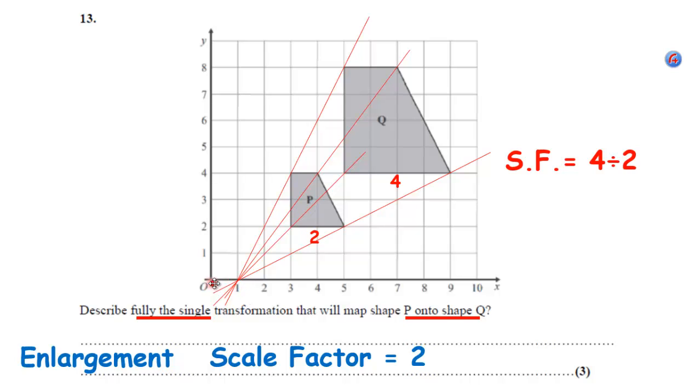The center of enlargement is a coordinate, so write it in brackets. You have to write the x and y coordinates. So along the corridor up the stairs, so along to 1, up 0. So the center is going to be 1, 0.